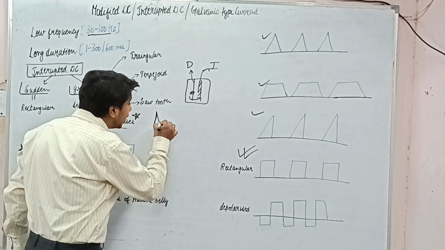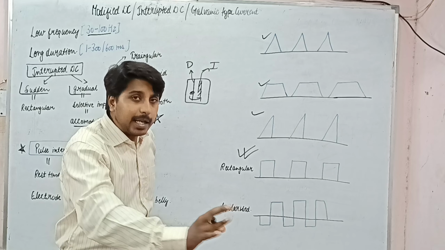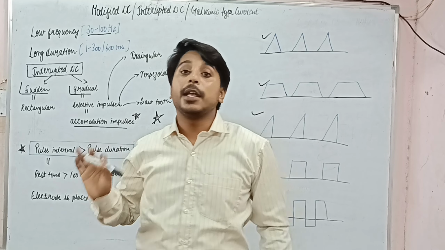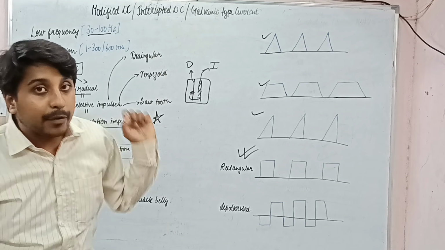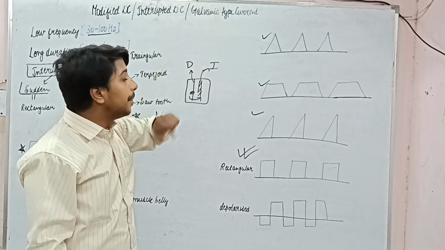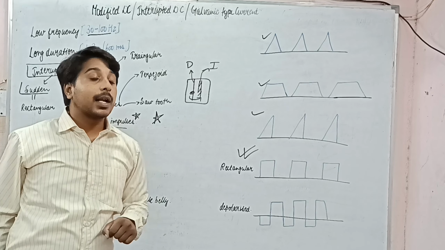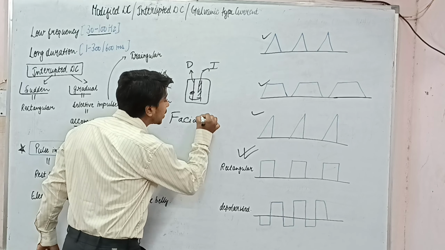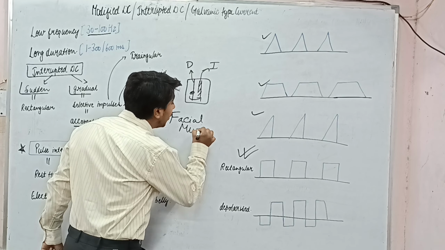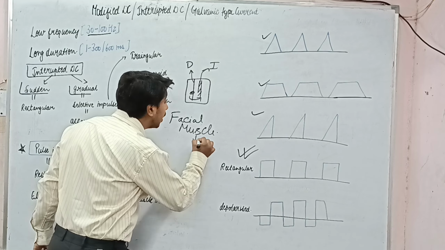Another important thing is that in our body, every muscle which is innervated can be stimulated by faradic current and every muscle which is denervated can be stimulated by galvanic current, except the facial muscle. In the facial muscle, we are using the galvanic current. Why?